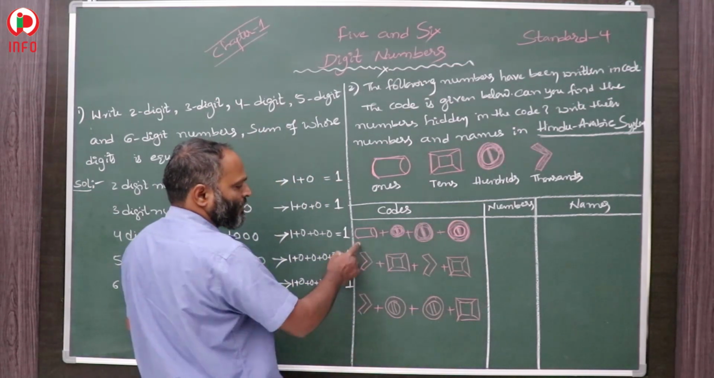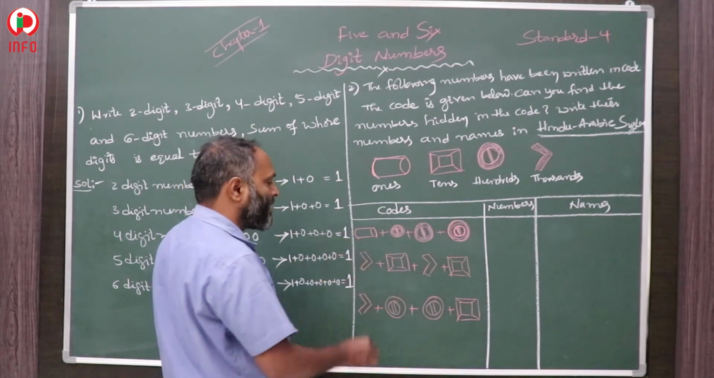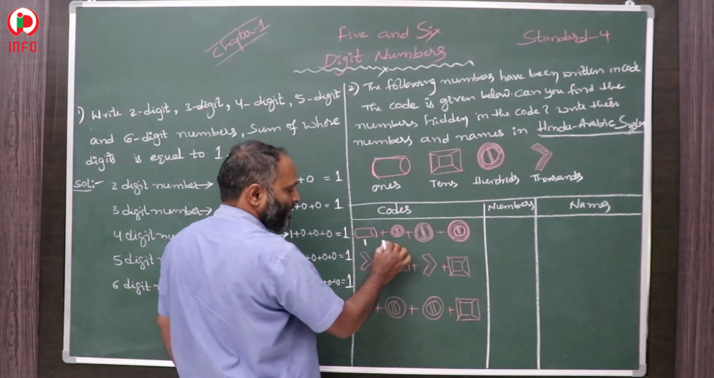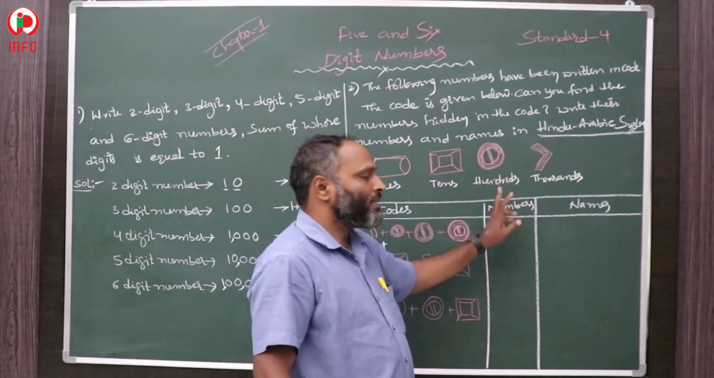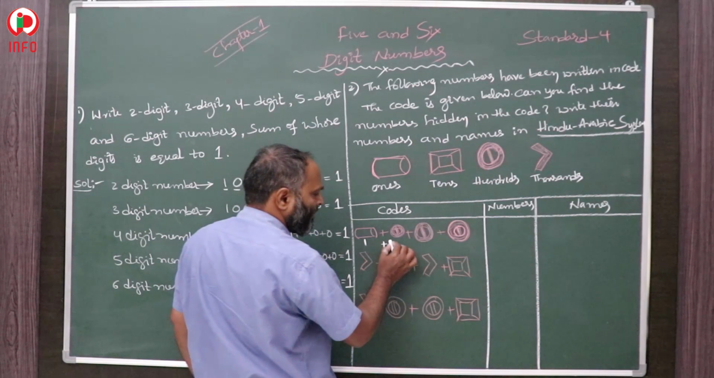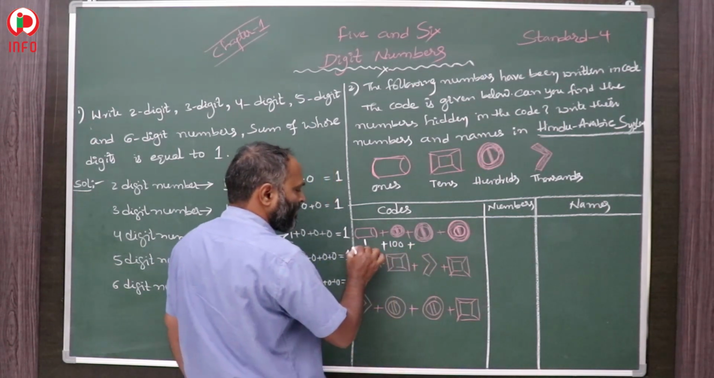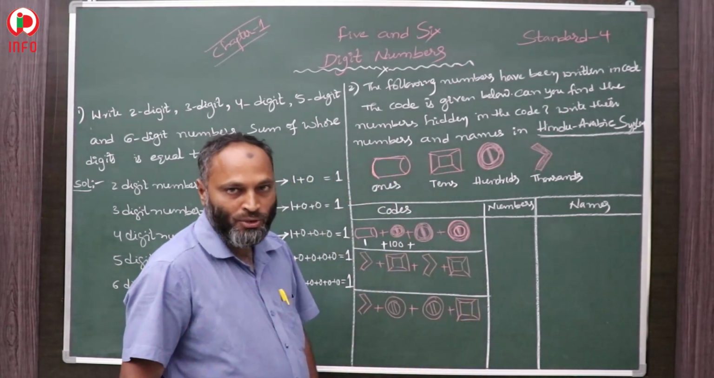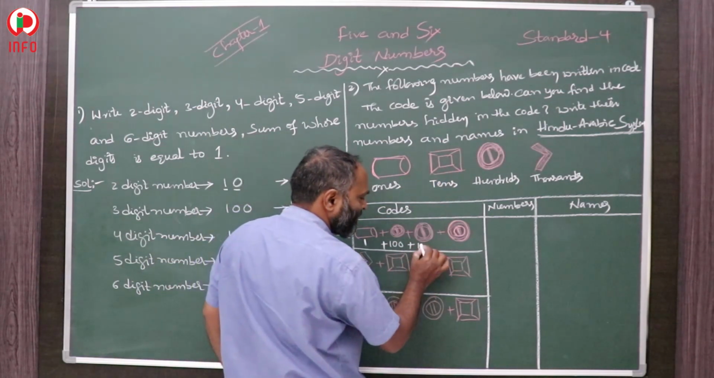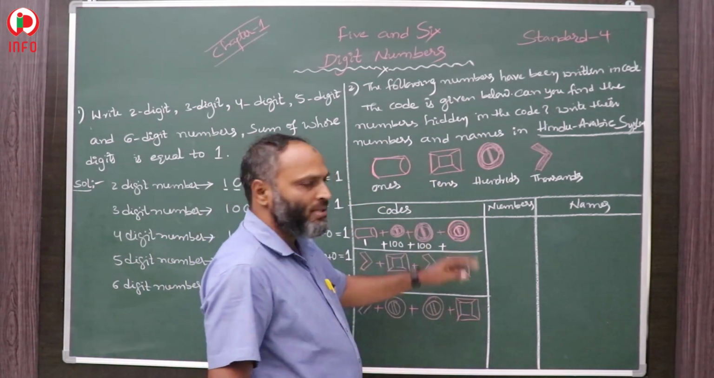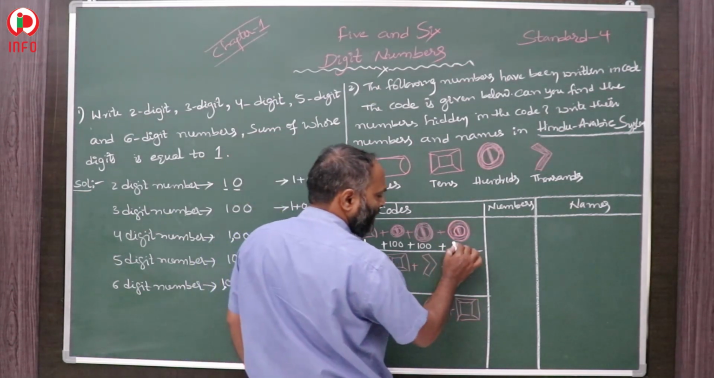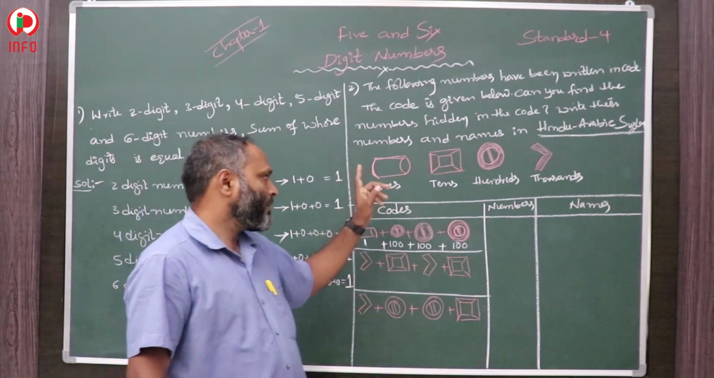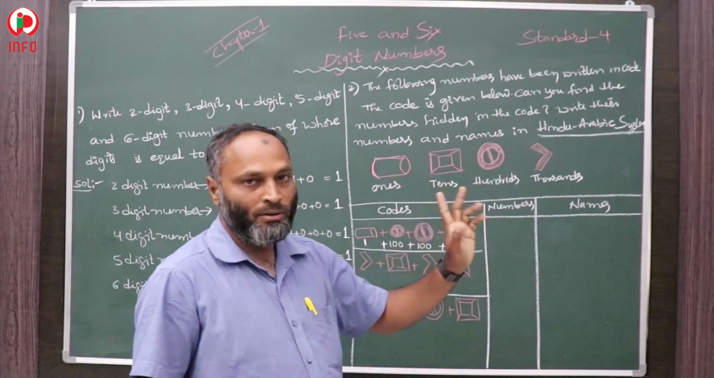Here, in the first question, he has given a cylindrical shape. Cylindrical shape means ones, plus. Here, circular shape means 100, plus. Again a circle is given, one more circle. Circle means 100, plus. Again a circle is given, circle means again 100. Circle means 100, cylinder means 1, square means 10, and arrow means 1000.